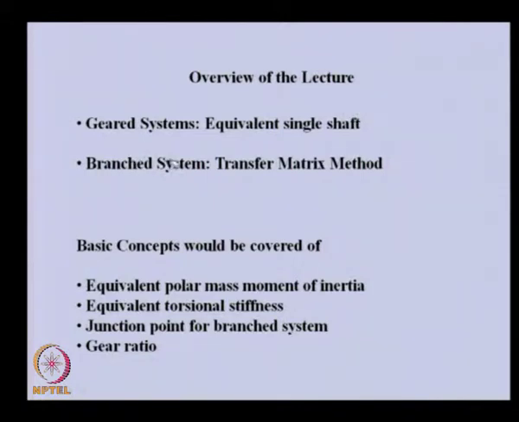For branch system, because multiple shafts are connected at one particular junction, we will use the transfer matrix method, and subsequently we will be using the finite element method in the subsequent lectures. Various concepts which we will be introducing here are equivalent polar mass moment of inertia, equivalent torsional stiffness, junction point for branch system, gear ratio, etc. So, let us start with a geared system.